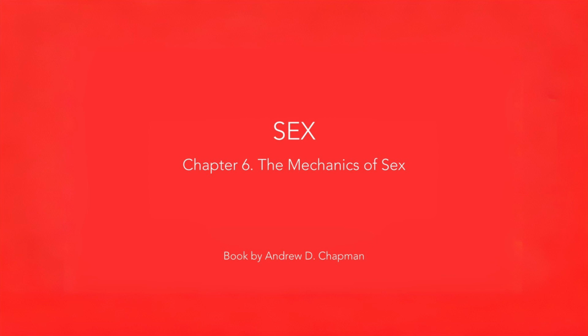Withdrawal, or pulling out, is a method where the penis is withdrawn from the vagina before ejaculation to prevent sperm from entering the uterine environment. This method is less effective than other forms of contraception due to the potential for pre-ejaculate fluid to contain sperm and the risk of mistiming the withdrawal.